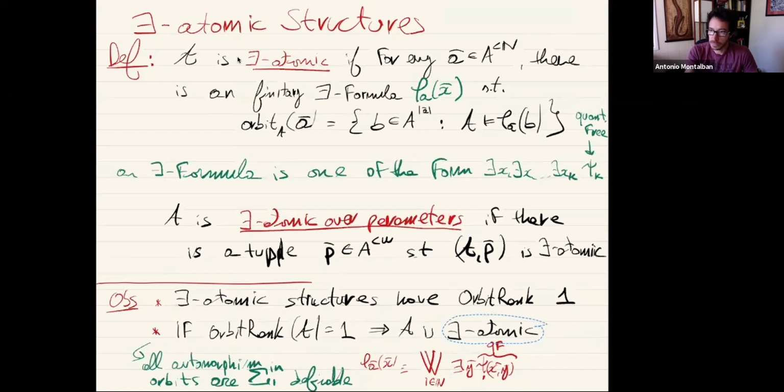Cool. Great. So with the line above, we get that this implication is the same. So existentially atomic is the same as rank 1.